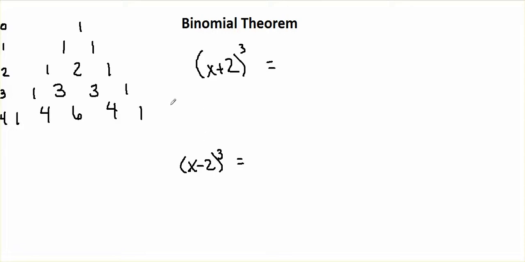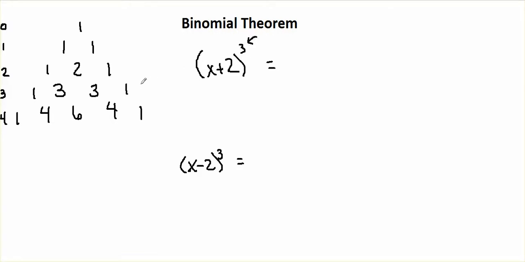So now we're going to take a look at Pascal's triangle and how to actually use Pascal's triangle to expand a binomial. This process is called the binomial theorem. The very first thing you're going to do is look at your exponent. What is your binomial being raised to? It's being raised to the power of 3.